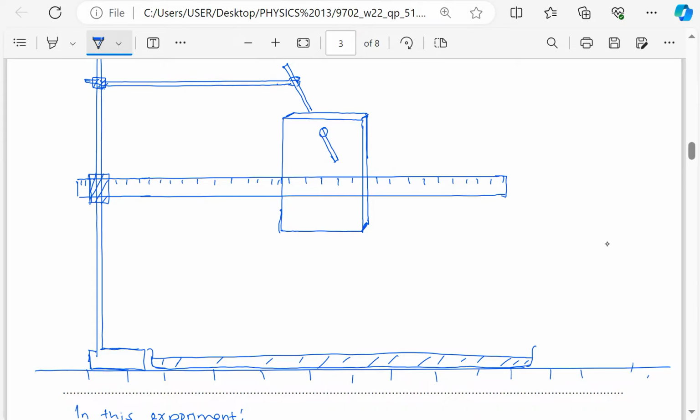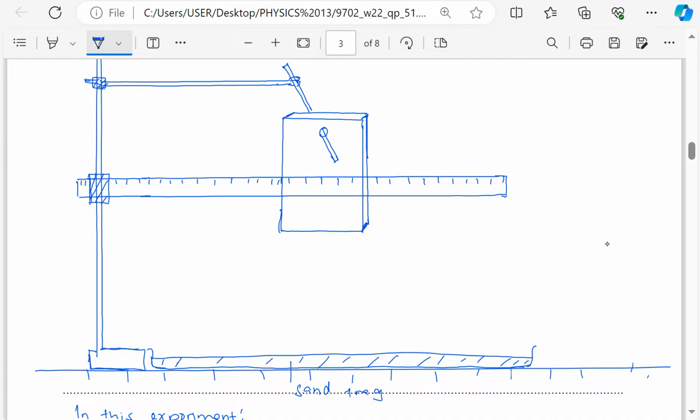So I'll call this one sand tray. Of course, remember I'm going to displace this from equilibrium through a horizontal distance S naught, and S naught must remain constant. So I will need a reference point for me to be able to displace this through a distance S naught.